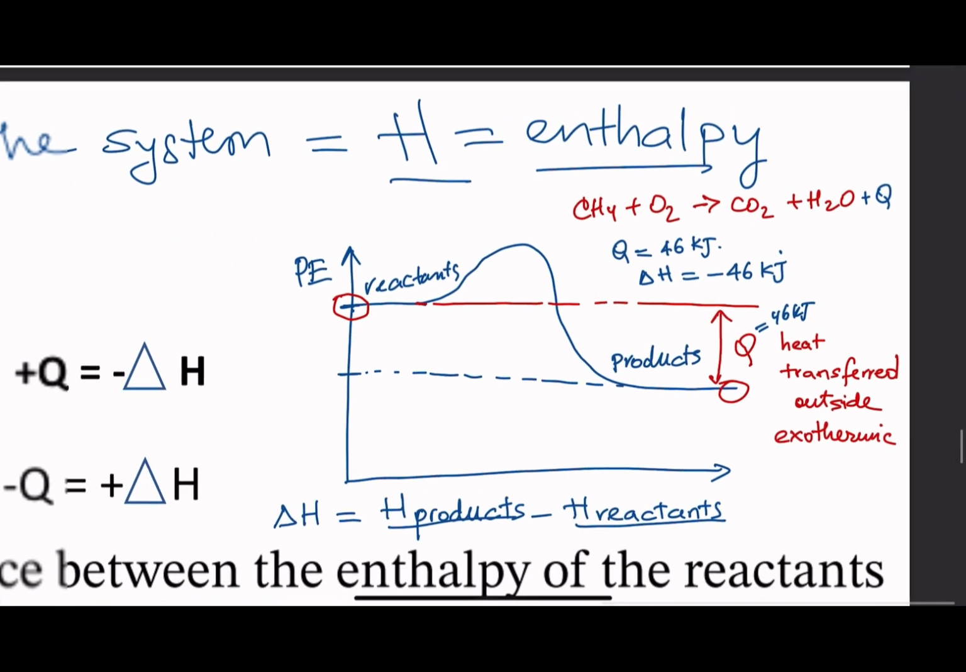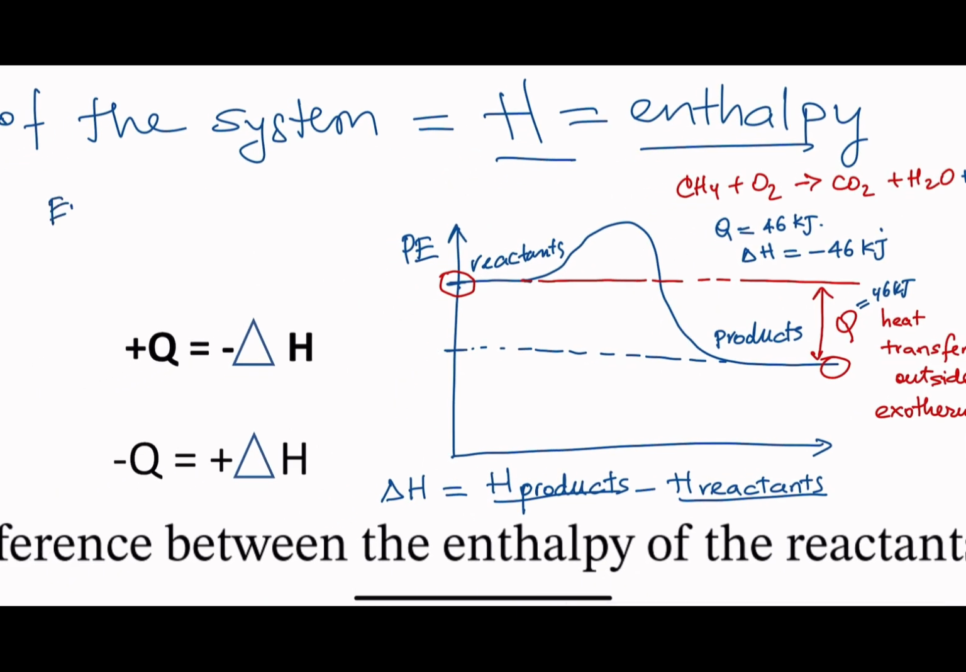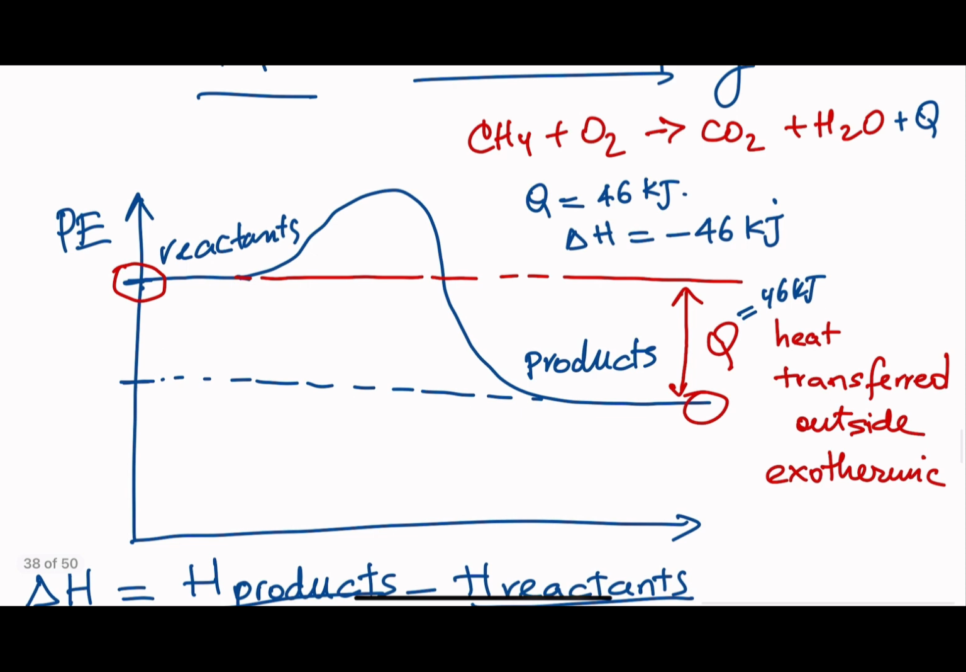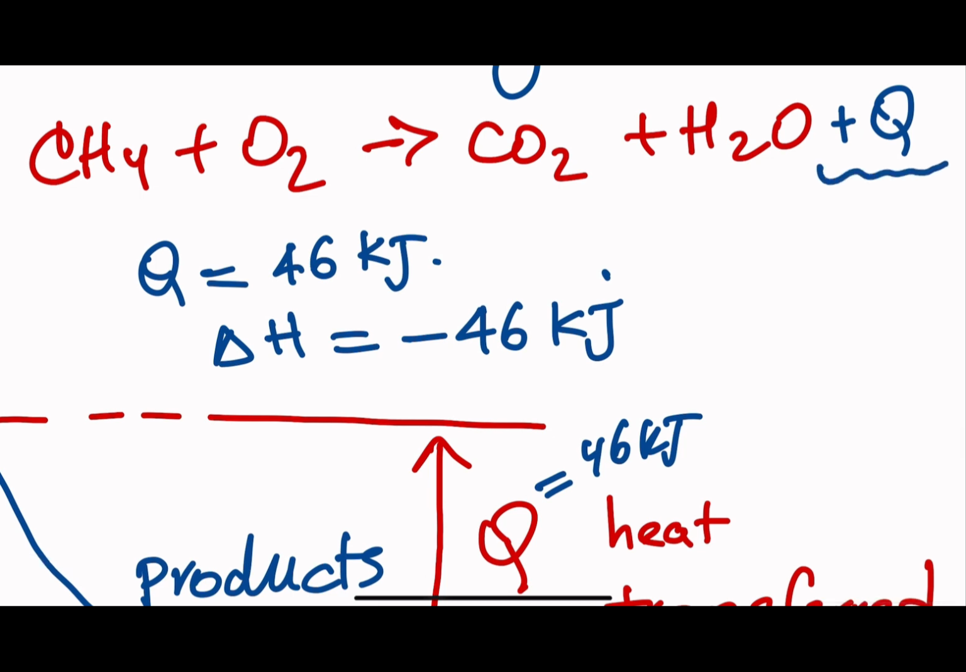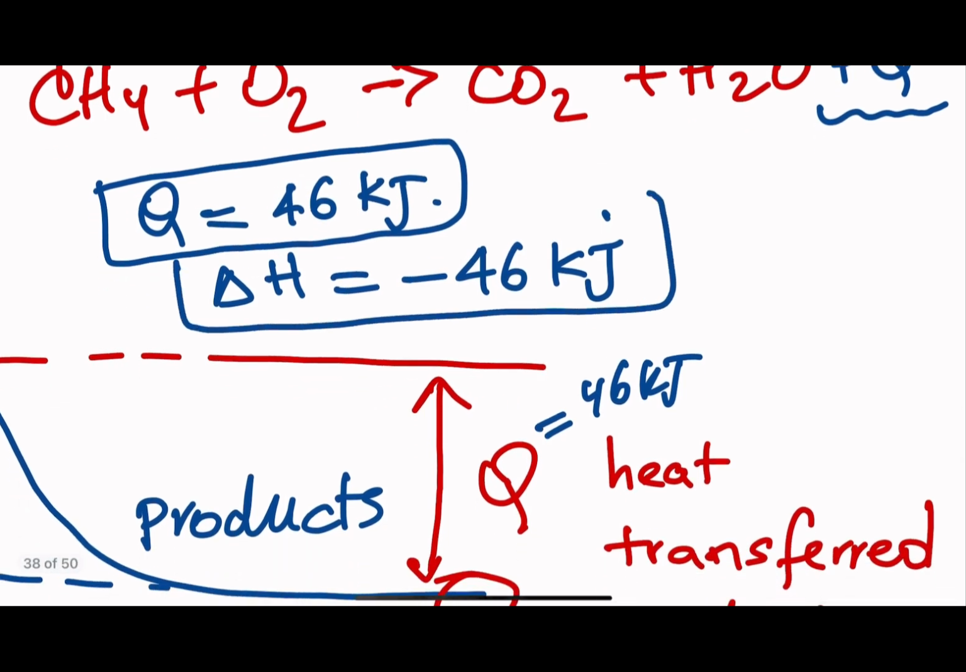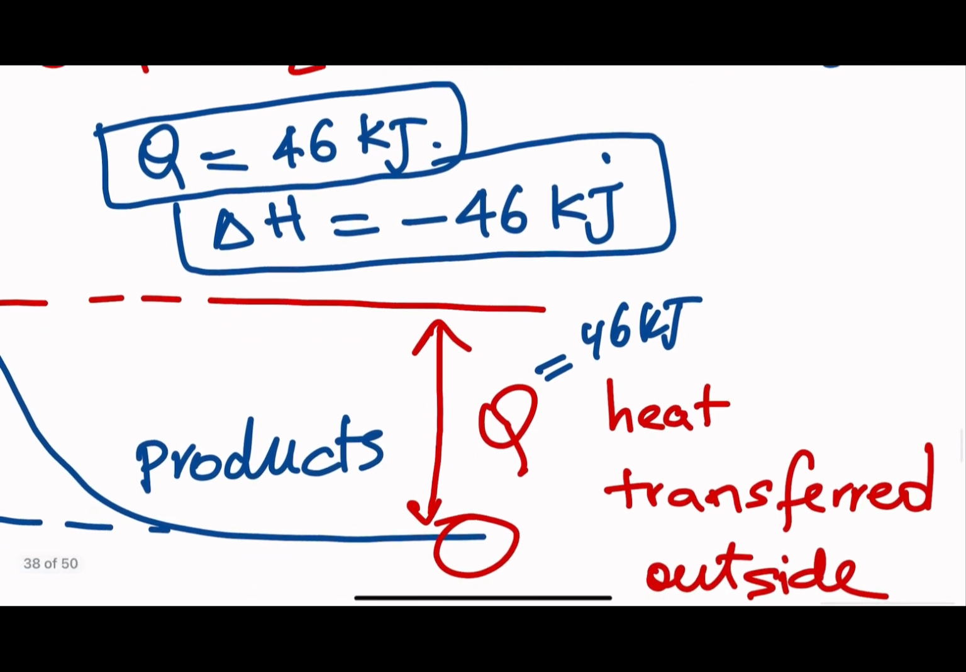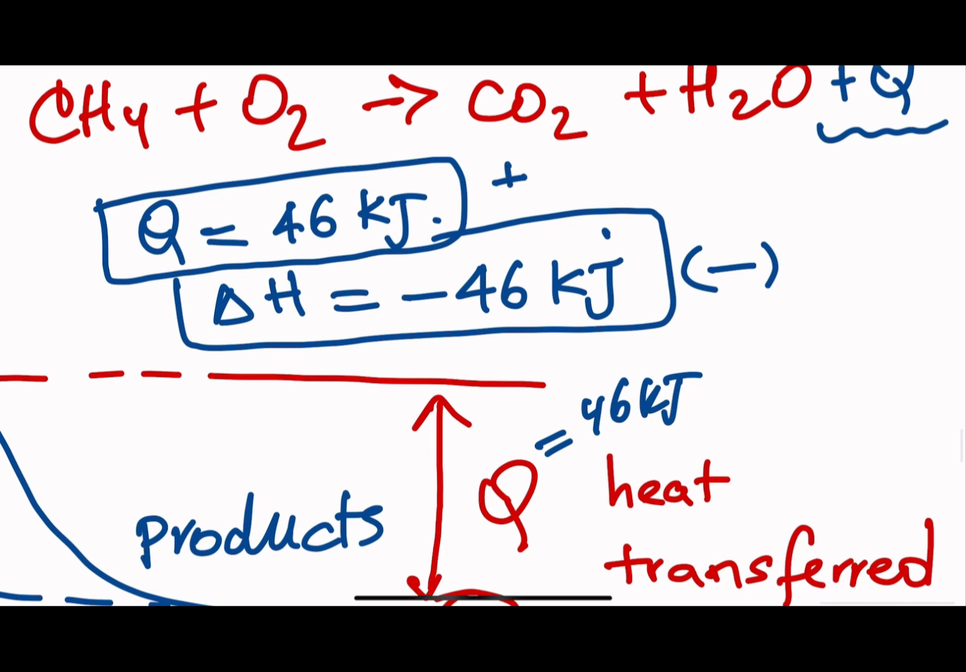So enthalpy change and heat, they are the same, but you just need to look which is surrounding, which is the system. Our surrounding gained this Q. That's why the heat transfer is going to be positive. But because our system lost this energy, the enthalpy change of the system is negative. So for exothermic reaction, delta H is negative, and then Q is going to be positive. You don't need to memorize this, you just need to understand.